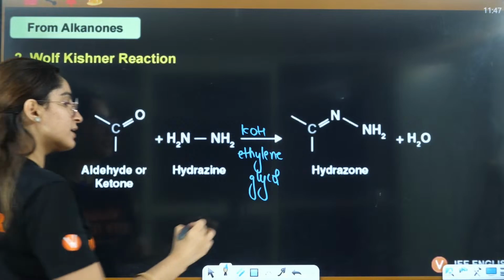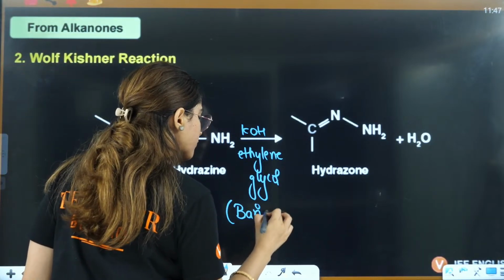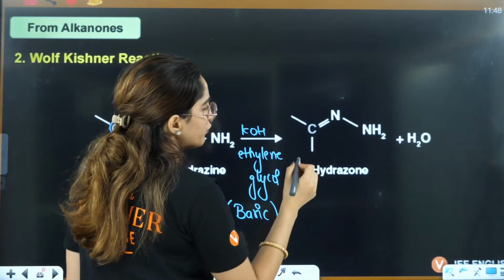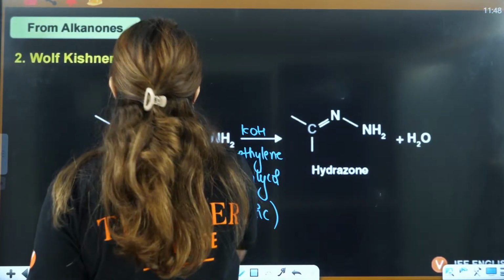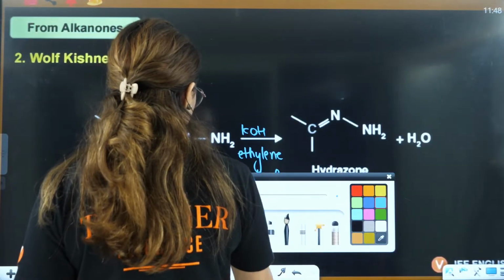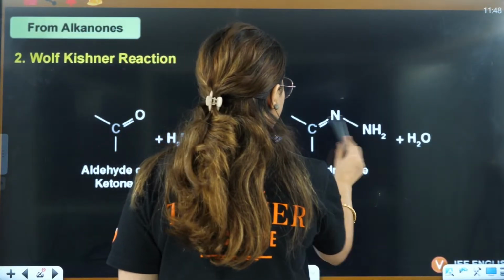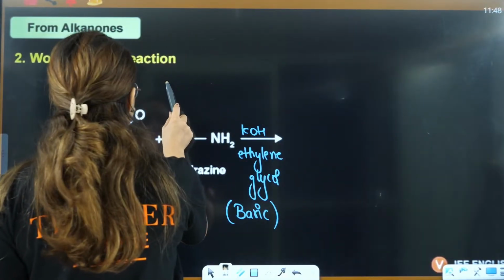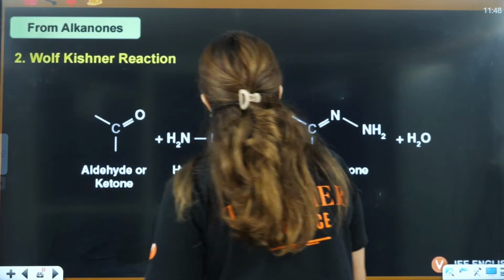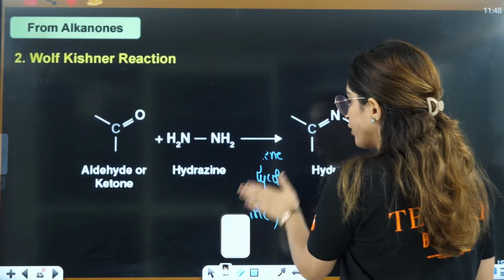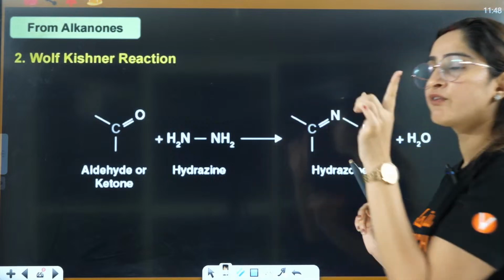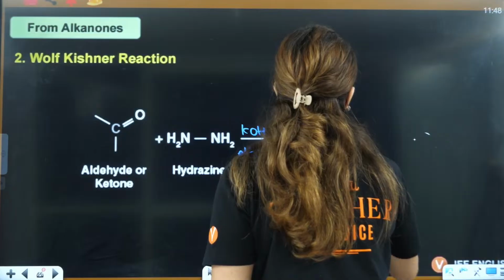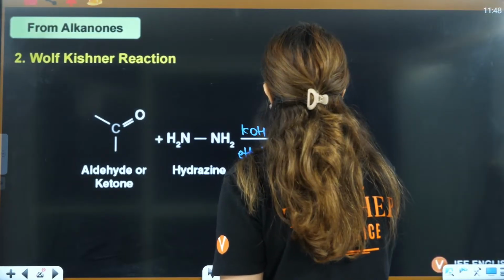In these basic conditions, with the help of hydrazine, the double bond O is directly converted to, wait a minute, no, this is another reaction, this is not correct, this will not happen here. This reaction is entirely different. If I don't use any of this, then that reaction will take place, which we will do in aldehydes and ketones. This is not that reaction, so I'll just delete it.